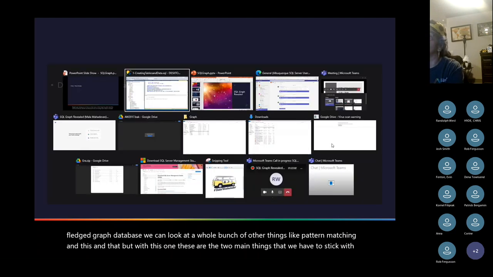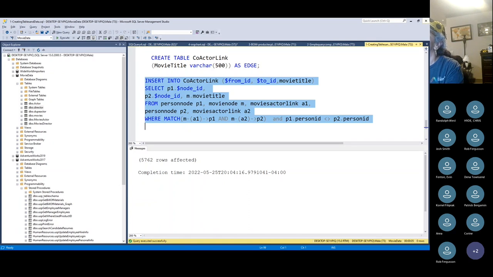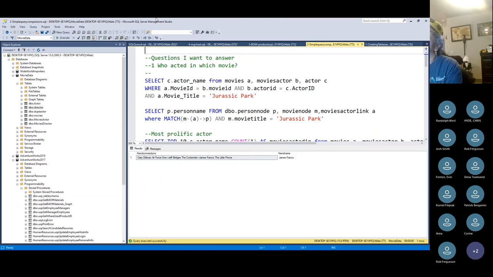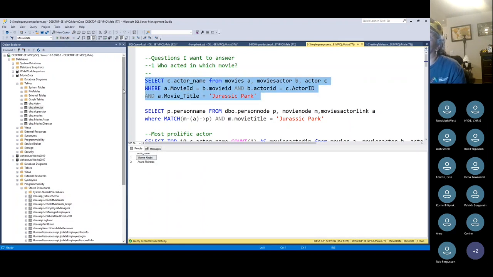So let me go back to the demo: simple query comparisons. Okay. Question one, I want to answer who acted in which movie. If I want to use my relational database to do that, I construct a join like this, with movies, actor, and actor, and then I pick a movie and make a simple join, movie ID equals movie ID, actor ID like this, and then I supply a title and it comes back with the responses.